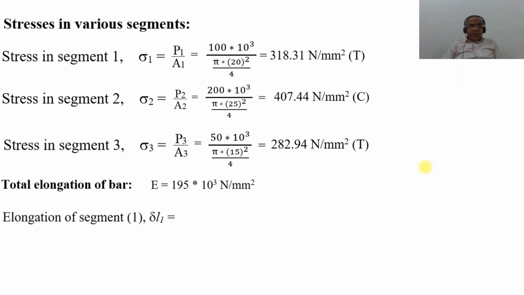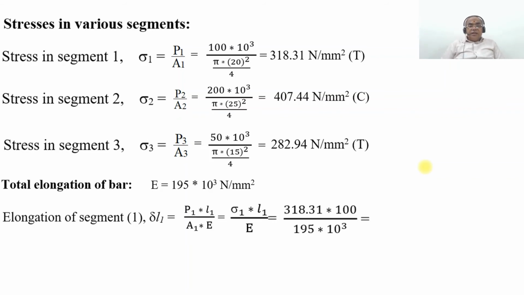Elongation of the segment 1, delta L1, because the load applied is tensile, is P1 into L1 by A1 into E. So P1 by A1 is sigma 1, into L1 by E. So what is sigma 1? It is 318.31 into 100 divided by Young's modulus of steel. Young's modulus is 195 into 10 to the power of 3. On simplification, you will get 0.163 mm.